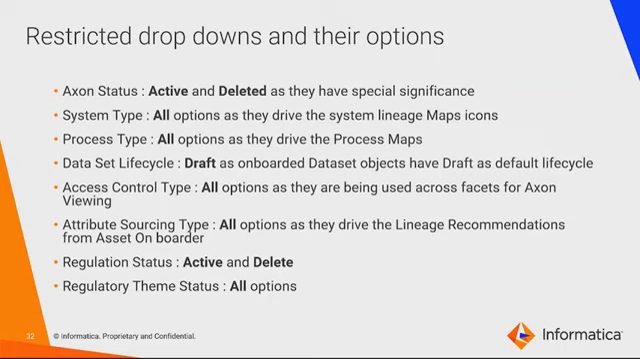That is at the Axon status, or the system type, or the process types which participate in the lineage maps or the process maps. The same applies to the attribute sourcing type or a dataset lifecycle. These are the things which are used during the onboarding phase, the Axon to EDC onboarding phase. We look for the default values, so that cannot be deleted. Apart from that, everything else can be deleted.